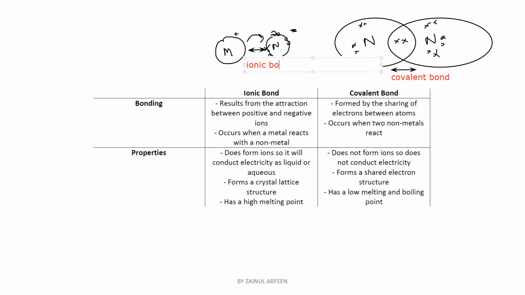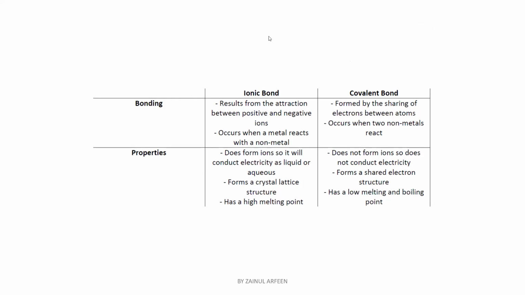And it is easy to identify what kind of bonding will be there, ionic or covalent. If it is a metal and non-metal, then it will be ionic. If it is only non-metals together, then it will be covalent. And you have to learn the properties of ionic and covalent compounds. What are the properties? They form ions, so they will conduct electricity in a liquid or aqueous state. And covalent compounds do not form ions, so they do not conduct electricity.